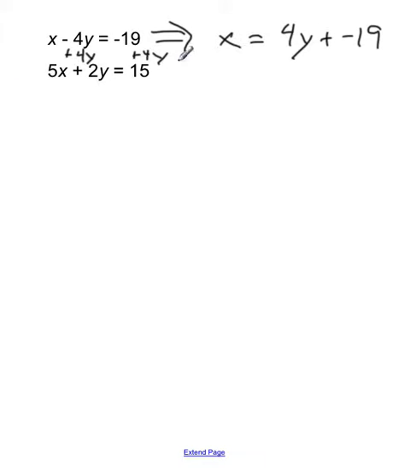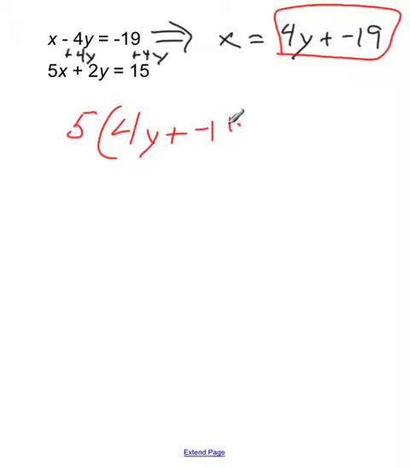Now, because I did that, I'm going to take this unit and I'm going to sub it in for the x in the second equation. So I have 5 times 4y plus negative 19 equals 15. I think I forgot a 2y in there, so let's go back. Let's look at that again. I have 5x, which I subbed in my x, but now I need to do plus 2y. Hopefully you caught my error before I proceeded.